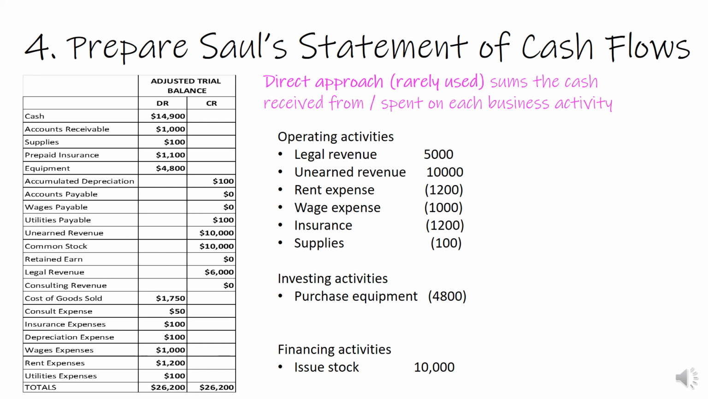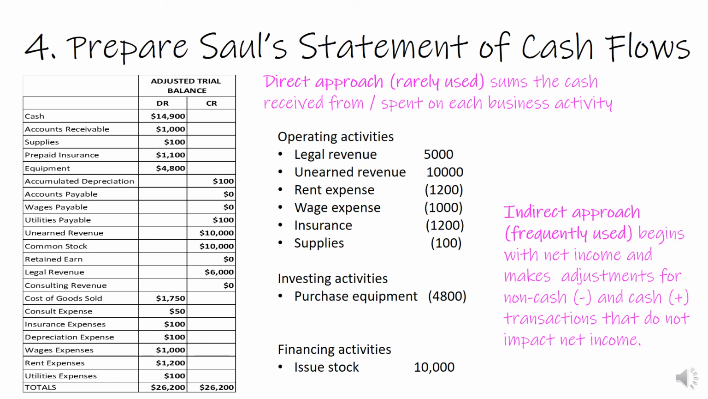The approach that's much more popular with businesses that have a larger volume and deal frequently with cash transactions is the indirect approach. This begins with net income and makes adjustments for the non-cash transactions that don't hit your net income, things like equity and the purchase of equipment. And it adds cash transactions that do impact net income.